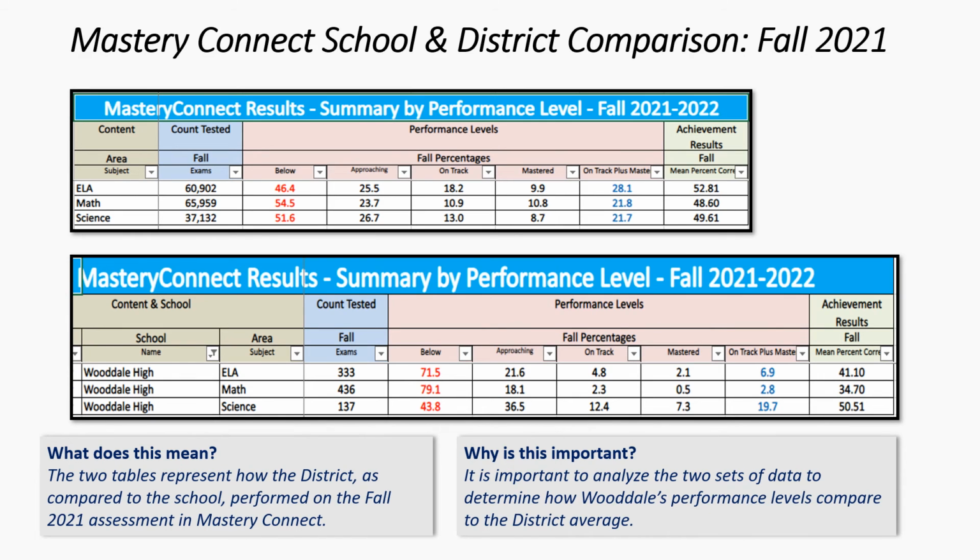Mastery Connect School and District Comparison, Fall 2021. What does this mean? The two tables represent how the district as compared to the school performed on the Fall 2021 assessment in Mastery Connect. Why is this important? It is important to analyze the two sets of data to determine how Wooddale's performance levels compare to the district average. The district percentages are in the top table, while the school's percentages are in the bottom.